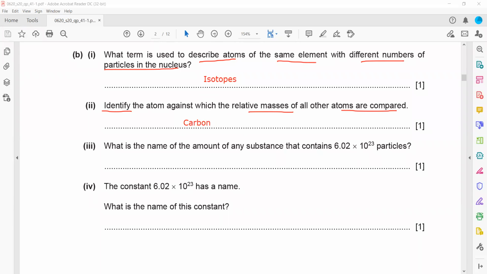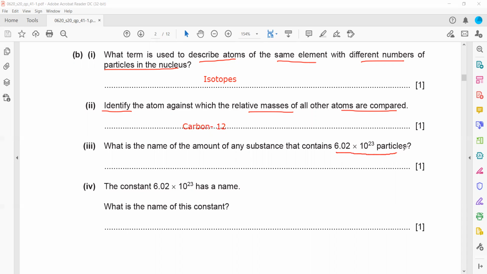What is the name of any substance that contains 6.02 times 10 to the power 23 particles? This is called a mole. 1 mole of any substance will have 6.02 times 10 to the power 23 particles.